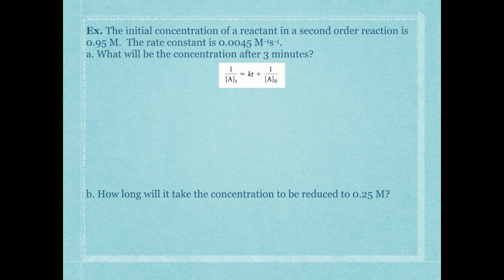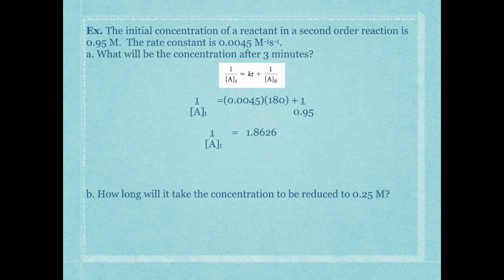So I'm given this. Notice my units are molar to the negative 1 seconds to the negative 1 for my rate constant. So I've got an issue. I'm given 3 minutes, while my units are molar to the negative 1 seconds to the negative 1. So I'm going to quickly convert the 3 minutes into seconds so that I can combine the K and the T. So I'm going to do 3 times 60, which is 180, and then I'm going to plug in all my values. So I'm solving for AT, right, because it asks what's the concentration. I know my K, 0.0045. I know my time, 180 seconds, plus 1 over my A naught. Okay, and so I'm going to get 1 over AT equals 1.8626, and now I need to solve for AT.